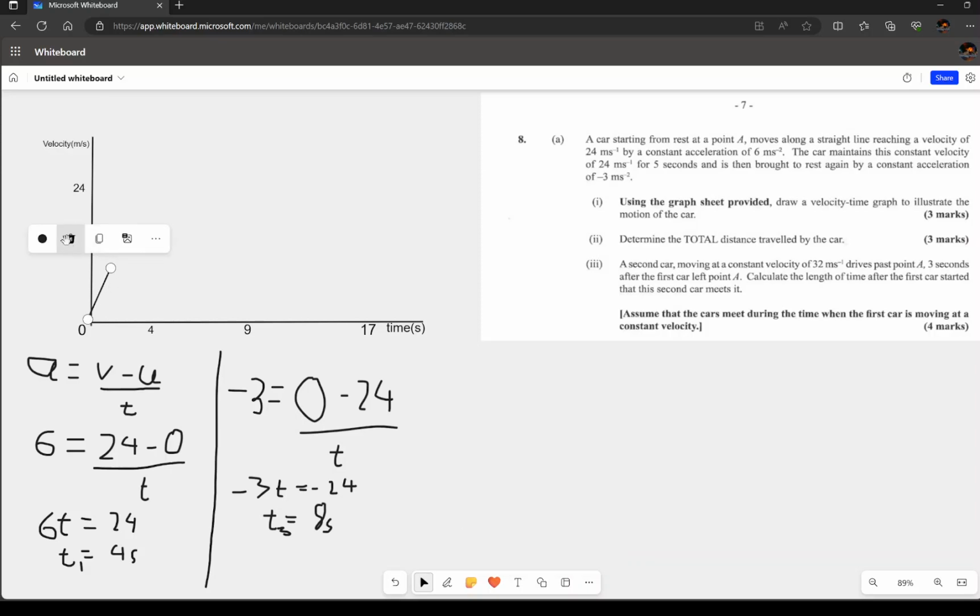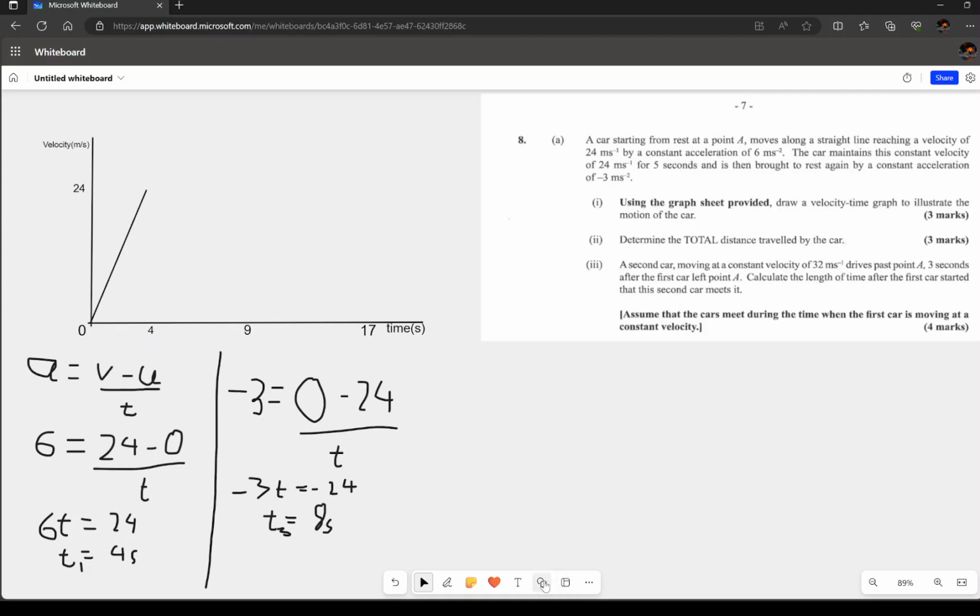Oh, I don't really like that line. Let's try that again. So let's just draw a line. So we know that we're supposed to reach 24 at 4. Let me just move this down to here. Extend this over here. So that looks neat. So that looks like it's around 24 at 4.